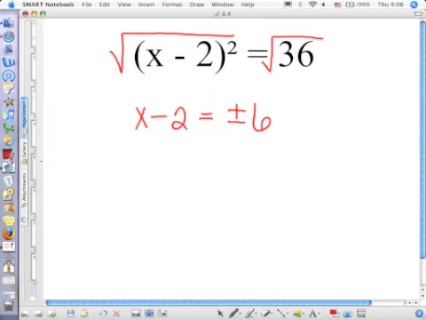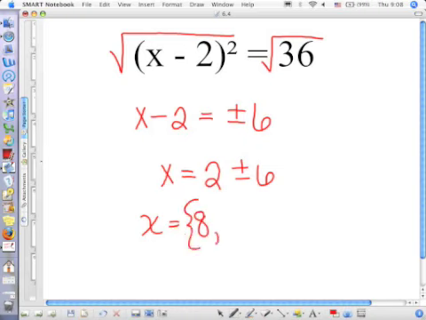Aaron, what am I going to do next? x equals. Very good. You're going to add 2 to both sides, and so you'll have x is equal to 2 plus or minus 6. Now, can you add those 2 and 6 together? Yes. So, John, what are my possible x's? 8 and negative 4. Because 2 plus 6 is 8, and 2 minus 6 is negative 4. Very good.